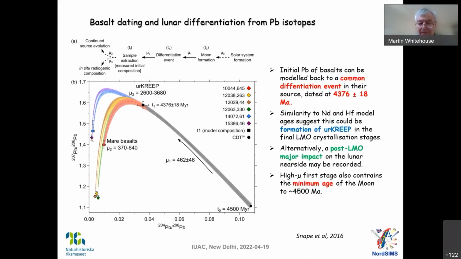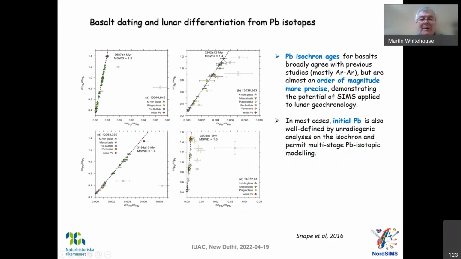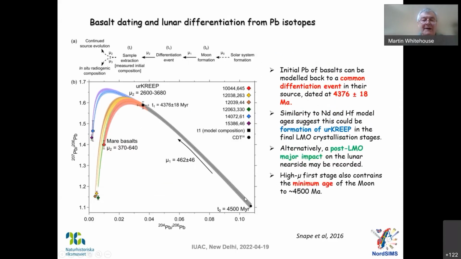So what we can do, of course, we have the age and we have an initial up here measured on the least radiogenic phases. And so we can generate a curve here, a model where we take, in this case, from Josh's paper, we had 6 samples of Mare basalts and we had their mu values. We could calculate them back to the point they intersected. And this is a major differentiation event on the moon of about 4376 million years, plus or minus 18. We believe that's probably the formation of the KREEP reservoir.